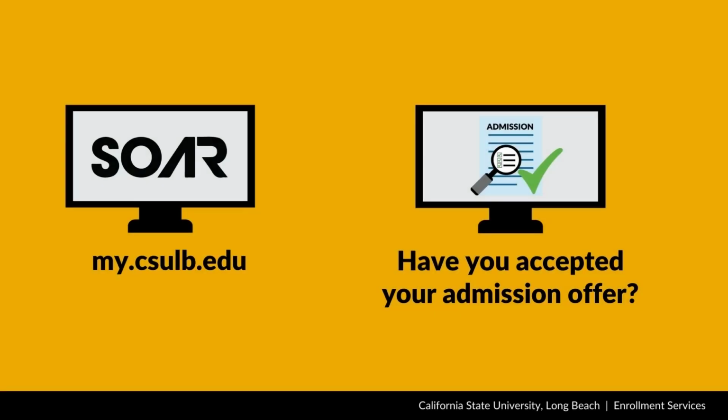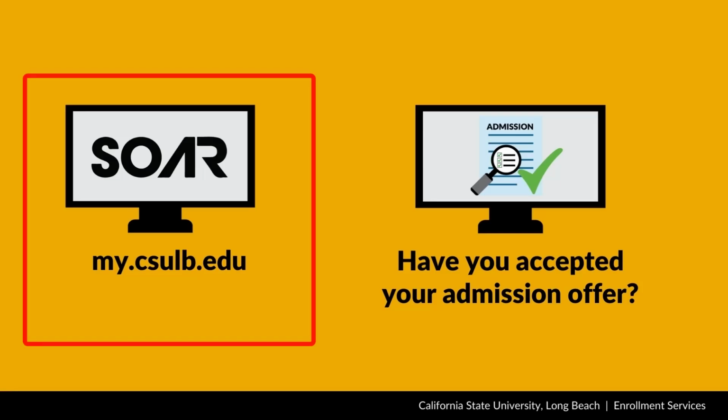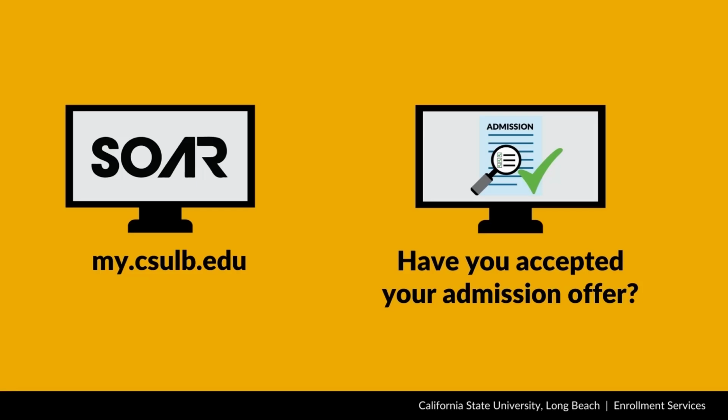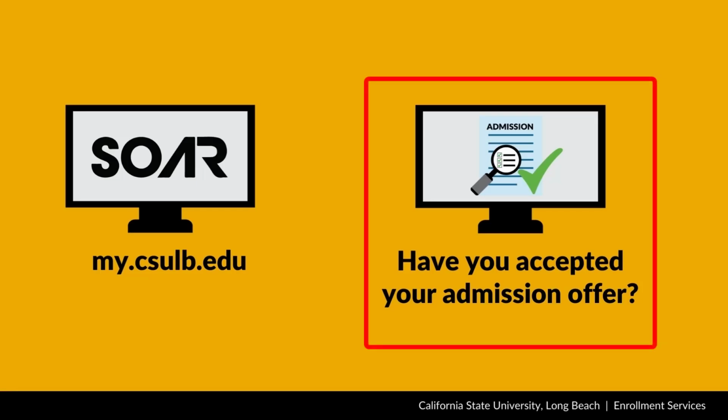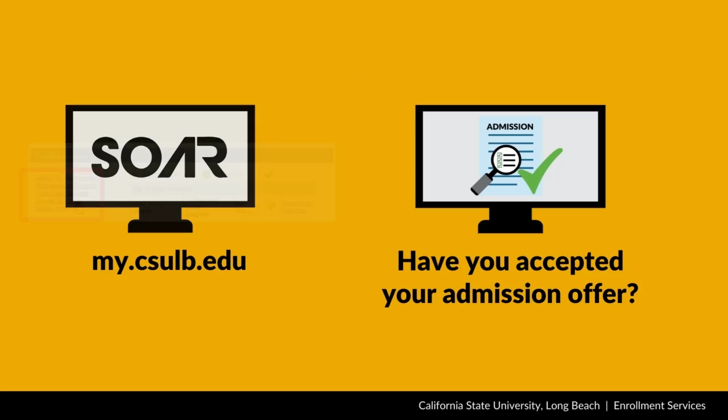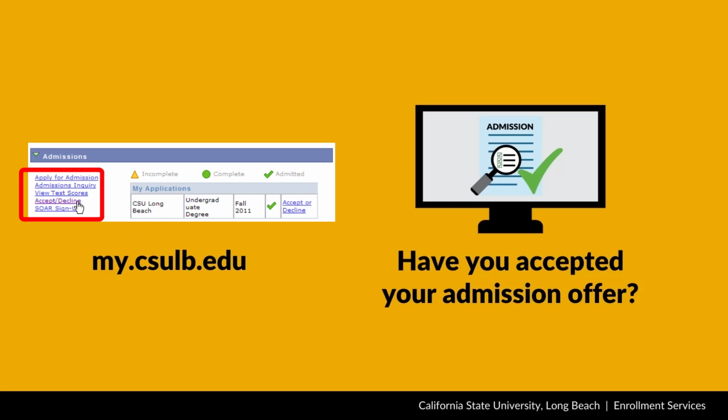You will need to sign up for your SOAR sessions online through MyCSULB Student Center. Before you can sign up for SOAR, make sure you have officially accepted your offer of admission. If you still need to complete this step, go to the Accept or Decline option under the Admissions section in your MyCSULB Student Center.